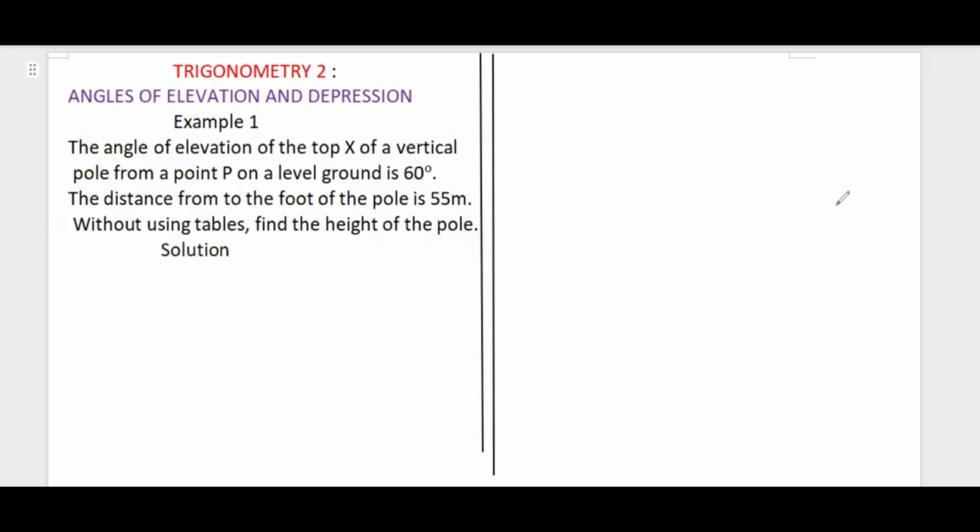We move on to another aspect of trigonometry, and this is called application of trigonometry to an aspect in mathematics called angles of elevation and depression.